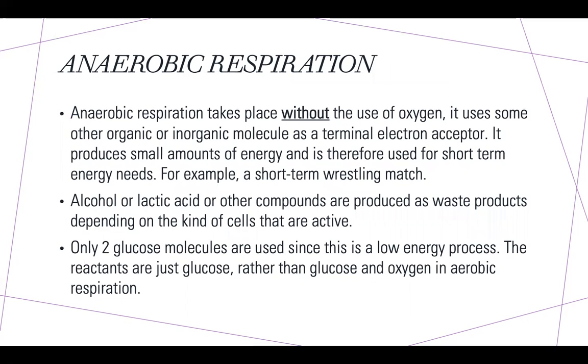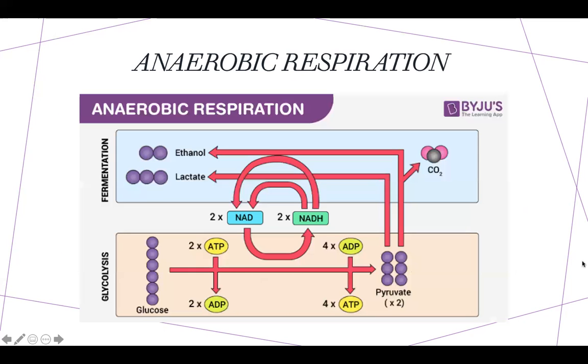Alcohol or lactic acid or other compounds are produced as waste products depending on the kind of cells that are active. Only 2 ATP molecules are produced since this is a low energy process. The reactant is just glucose rather than glucose and oxygen as in aerobic respiration. In the anaerobic respiration process, glycolysis is the first step. This step yields 2 ATP molecules.